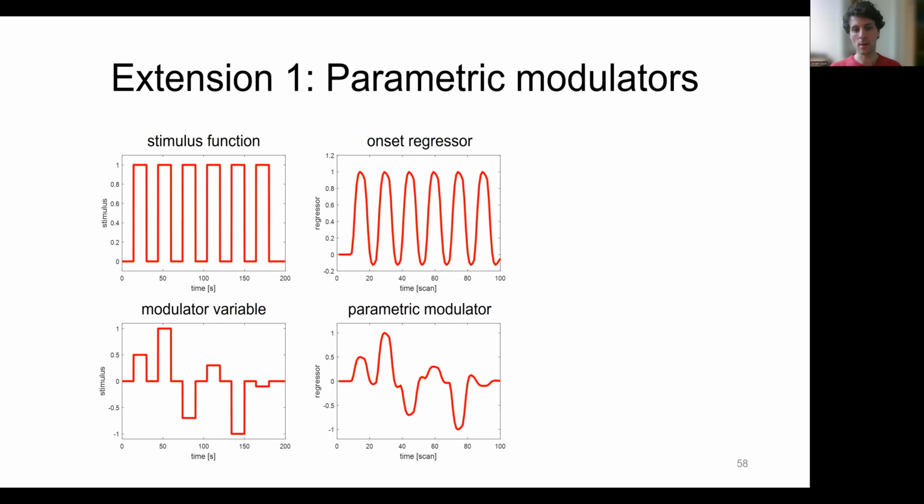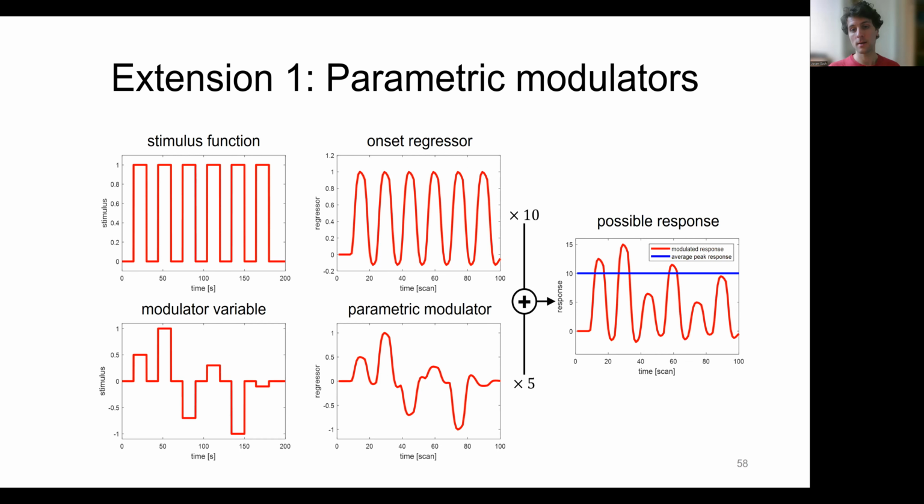And if we convolve those two functions with the hemodynamic response function, we come up with the onset regressor for this experimental condition and the parametric modulator. We can then assign a weight to both of them and add them up. And this then shows that this parametric modulator allows to increase or decrease activity from the average peak response, here shown in blue, to get a more nuanced hemodynamic response to the presented condition and stimulus intensity, for example.